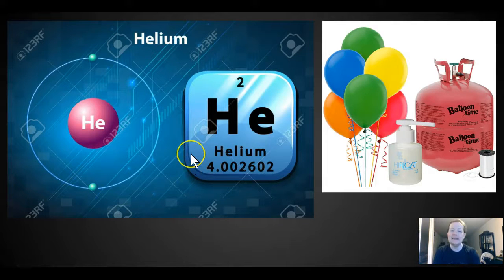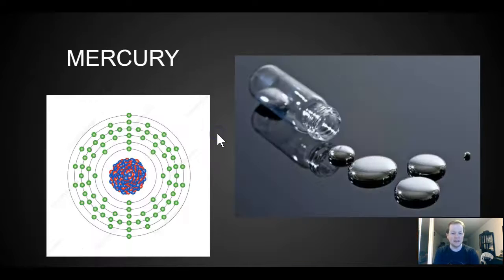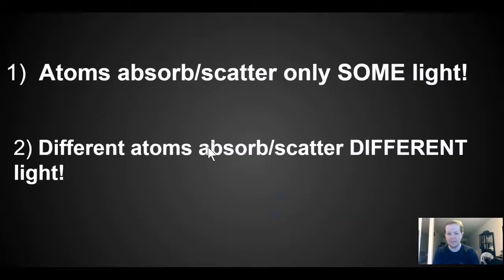So we have many different types of atoms. Helium is a type of atom, neon. If you've ever seen like fancy lights, like orange, red lights, those are sometimes called neon light. It's a type of atom. Mercury is a type of atom. Look at that, that's a big atom.